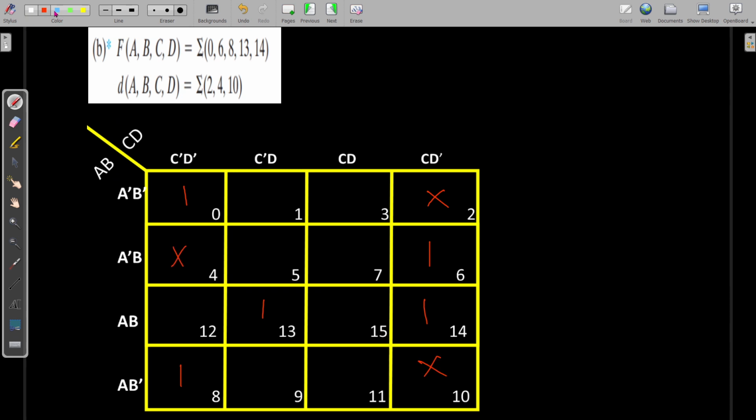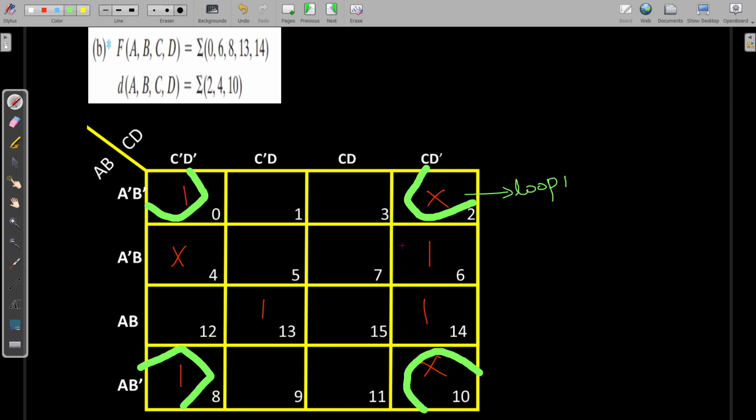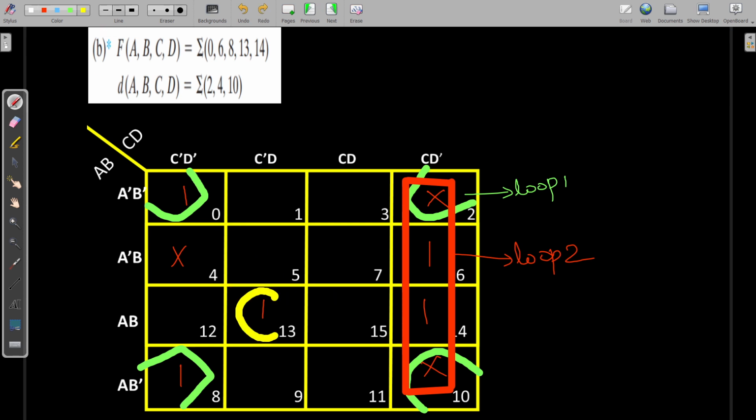So how to group them? We can combine these corner cells first, and this can be named as loop 1. Then we can combine these 4 cells, and it can be named as loop 2. There is no need to combine every x, but we have to cover this one. It cannot be combined with any other ones or x, so it is a single one. It is loop number 3.